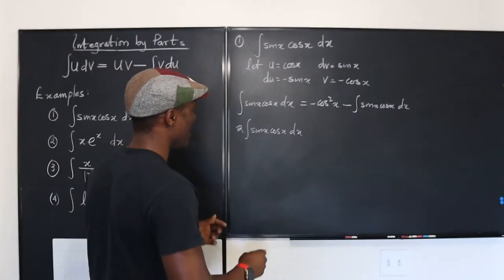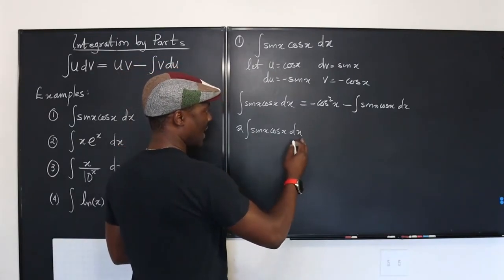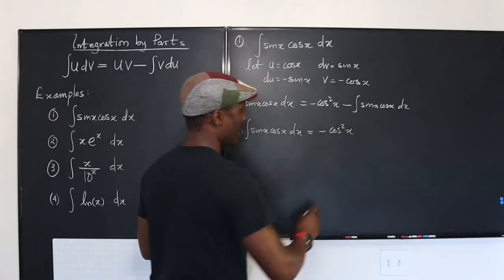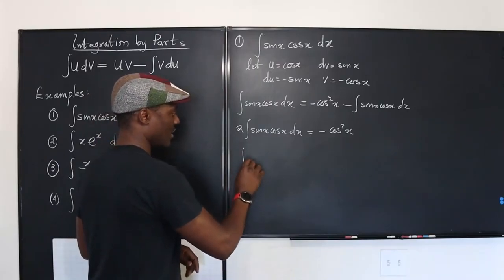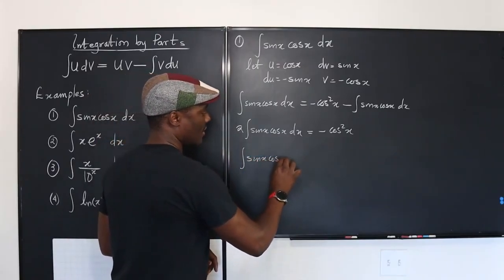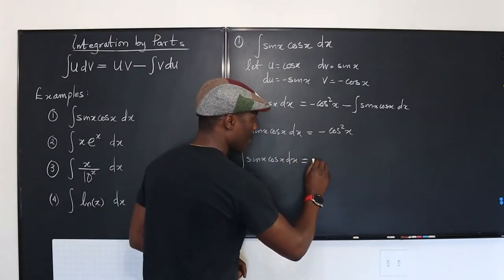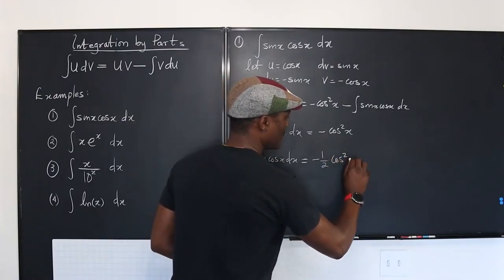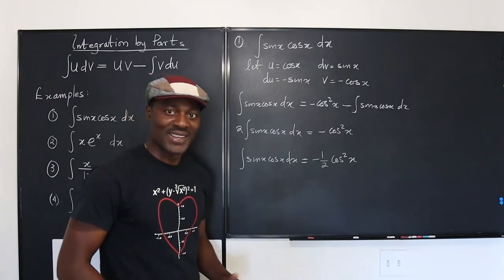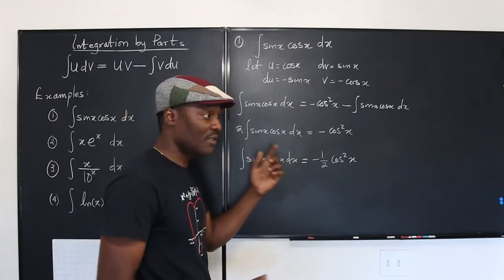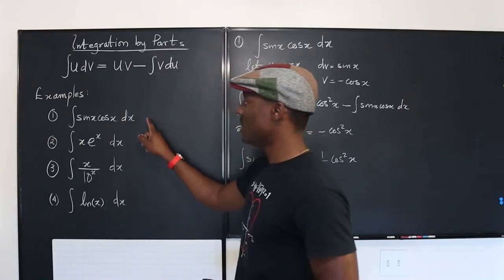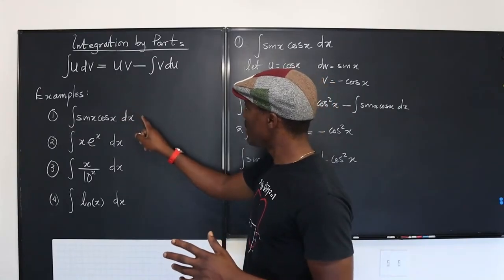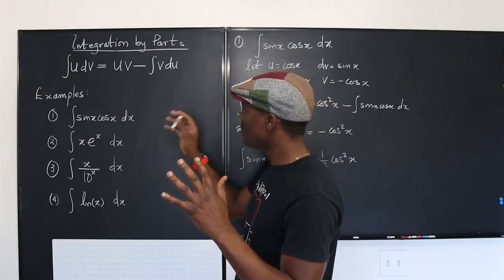And then we're going to have the integral of sine x cosine x dx will be equal to negative cosine squared x. So our answer, the integral of sine x cosine x dx, will be negative 1/2 cosine squared x. Well, it looks like we didn't get the same answer as we got the first time using u substitution, when we said u was equal to sine x.